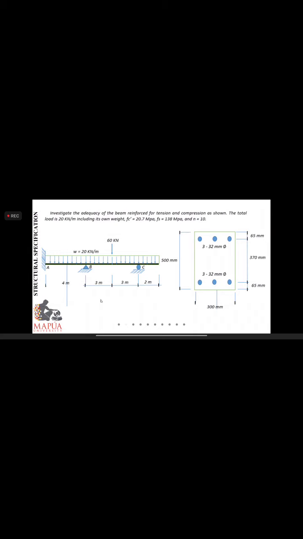Otherwise, if the service moment is greater than the capacity of this section, you need to modify it in actual design. You need to modify your dimension, or you need to modify your reinforcement.